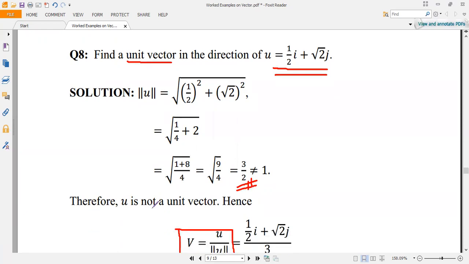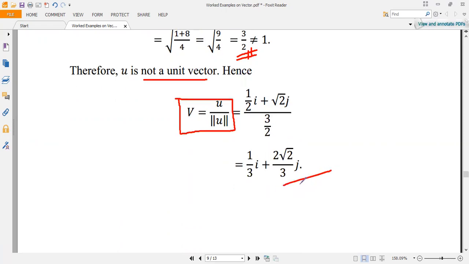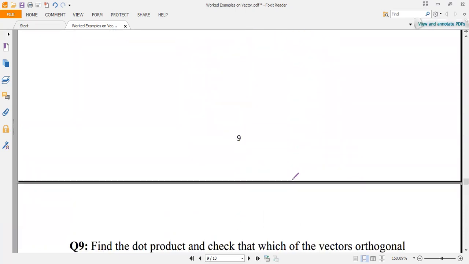So to find a unit vector in the direction of this vector u, the unit vector v is equal to u over the magnitude of u, which is (1/2 i plus radical 2 j) over 3/2. So the unit vector is 1/3 i plus 2√2/3 j.